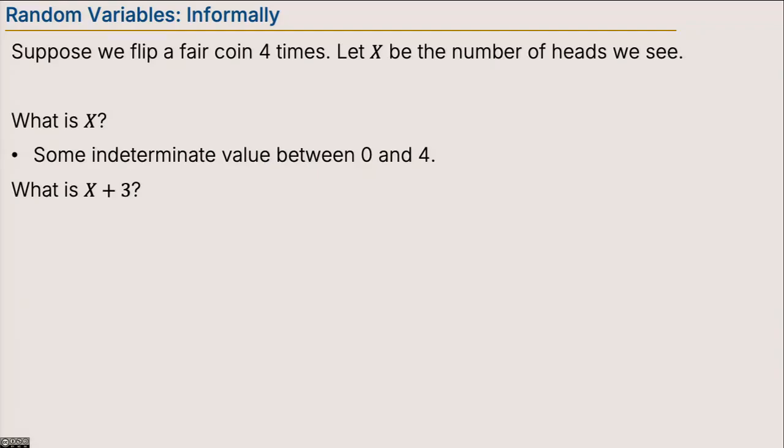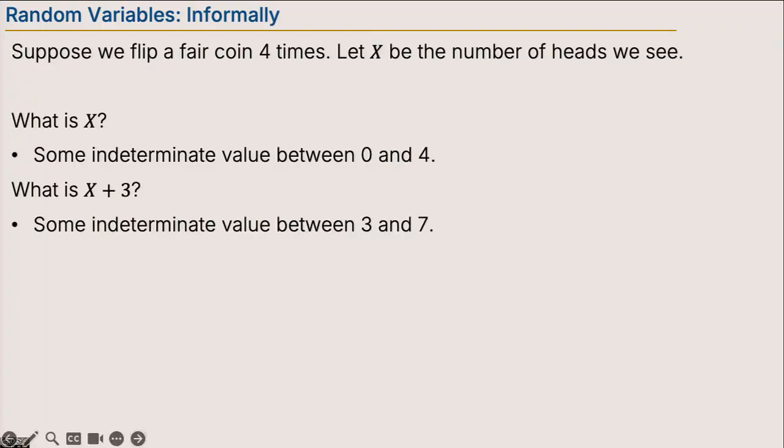So I could say, well, what is X plus 3? Well, I know it can't be 0 anymore. I just know it's some value between 3 and 7. Okay. What's X minus X? 0 is just 0. I don't know what X actually will be, but I know that whatever it is, if I subtract it from itself, it'll be 0.